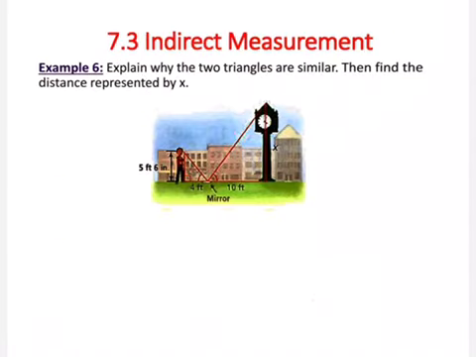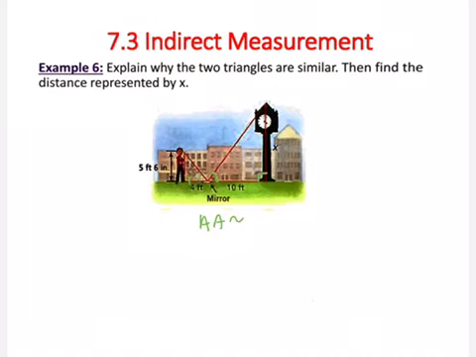Explain why the two triangles are similar, and then find the distance represented by x. So in this case, as we look at this, we've got angles here. We've got a right angle in the corner because hopefully they built the light tower perpendicular, otherwise it's going to be slanted. We have congruent angles here by the marking of the arcs, and angles here. So this is congruent by angle similarity.